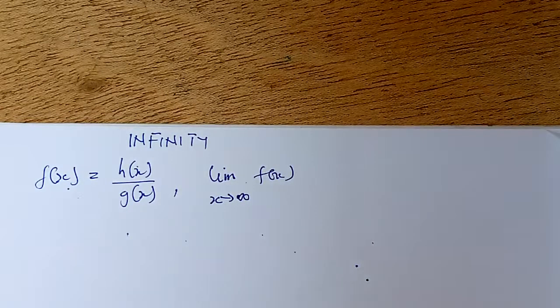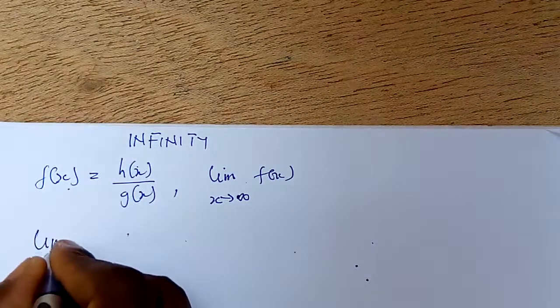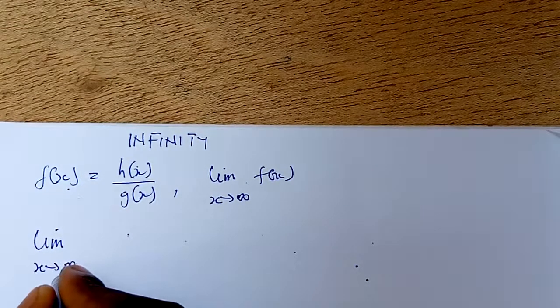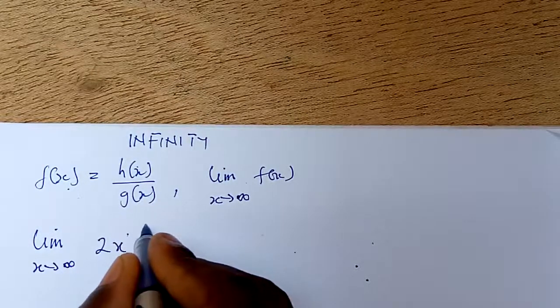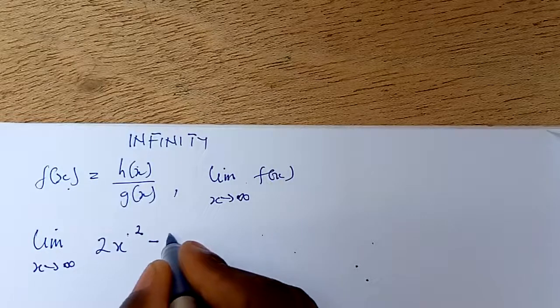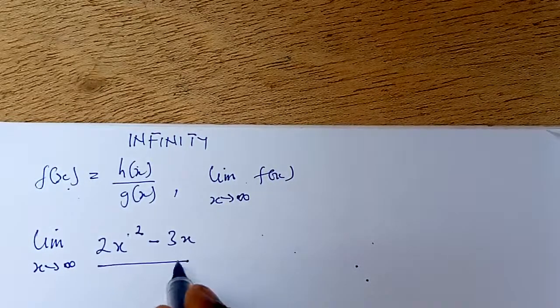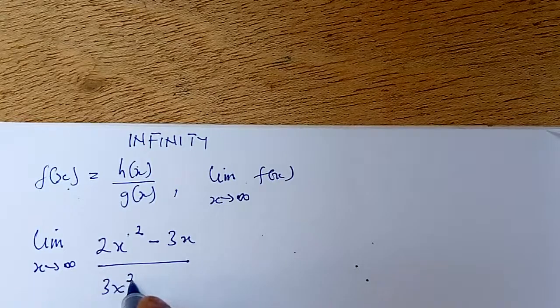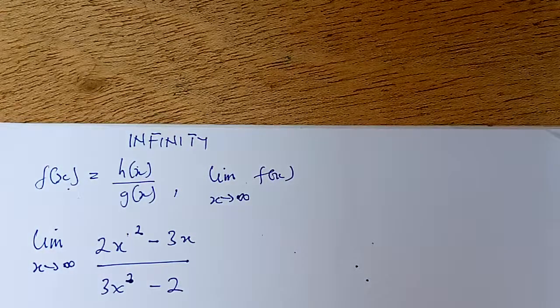Example: the limit as x approaches infinity of 2x squared minus 3x, all over 3x squared minus 2. So all that we need to do here is look for the x with the highest power, and that is x to the power 2. We say that the variable with the highest degree is x squared. So we divide the numerator and the denominator by that variable.